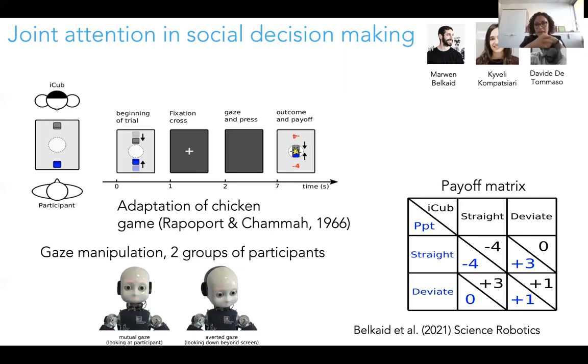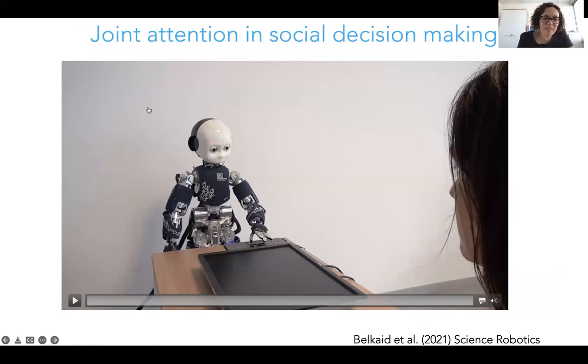were in the process of deciding, the robot either gazed at them or gazed away. So it was kind of like a poker situation, right? I'm just about to make my next move, and then my opponent looks me in the eyes. What does that do to my decision-making processes? So let me show you the video of how it looks, just so that you see how much fun it actually was for our participants.